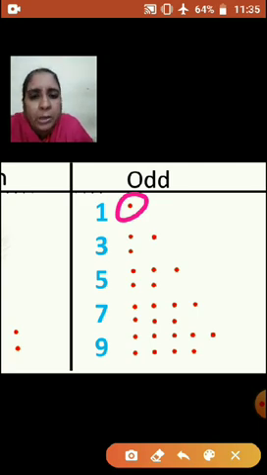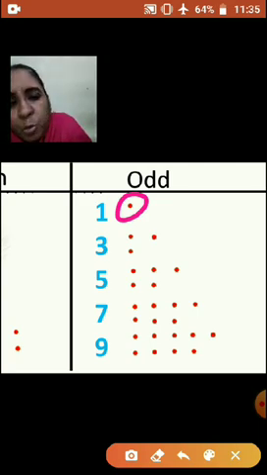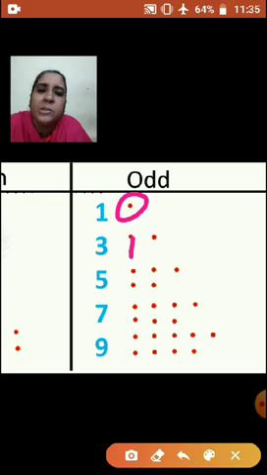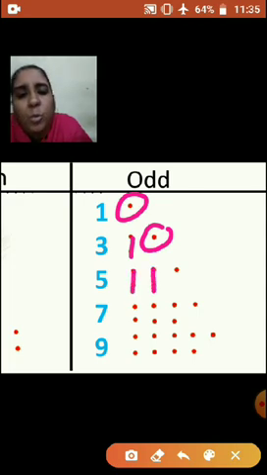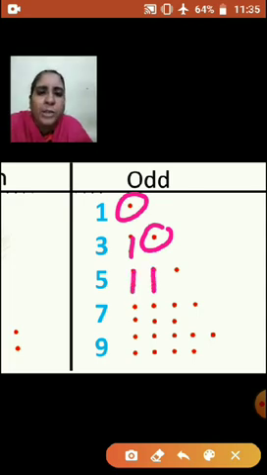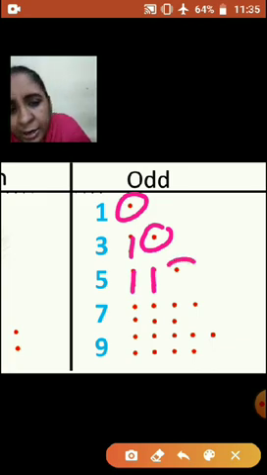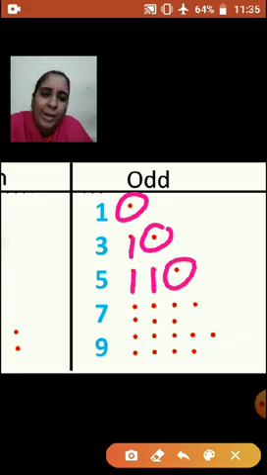Now let us take 3. Now I will make a pair of 2. 1 and 2. Again 1 is left. So again 3 is an odd number. Let us make pairs here with 5. 1, 2, 1, 2. In 5 also you can see 1 dot is left. So again it is an odd number.